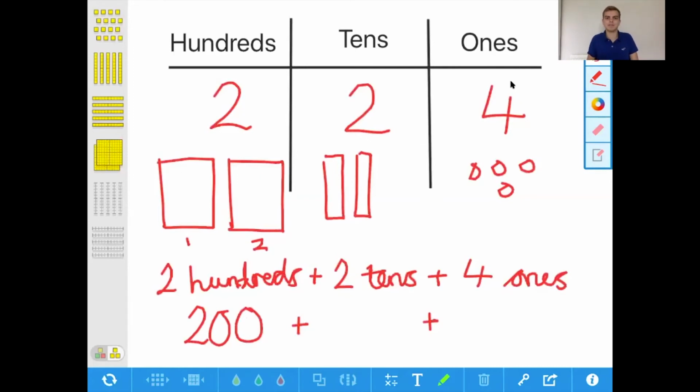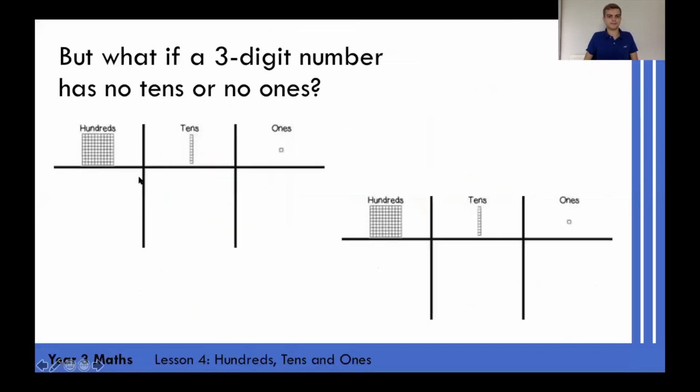Add 2 lots of 10, because we've said it's 2 tens. What is 2 lots of 10? I'm going to have a go. 10, 20. 20, isn't it? There we go. And then 4 ones. I'm going to count in ones. 1, 2, 3, 4. Oh, it's that trick, isn't it? When in ones, it stays the same.